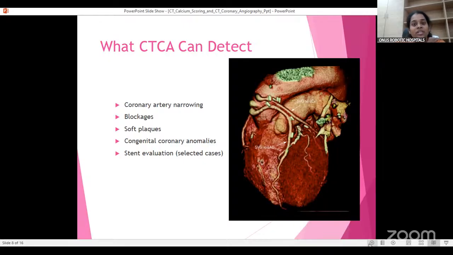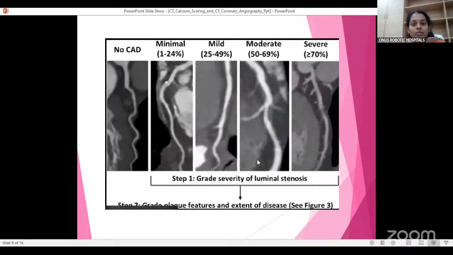And even in post-stenting patients, when we suspect restenosis in the stent, instead of the conventional angiogram we can go for the CT coronary angiogram if the stents are not small. If the stents are much smaller, there are more chances of artifacts in the CT coronary angiogram.